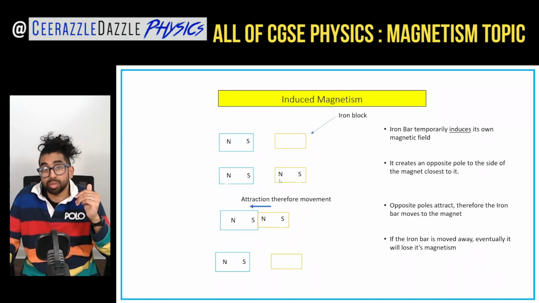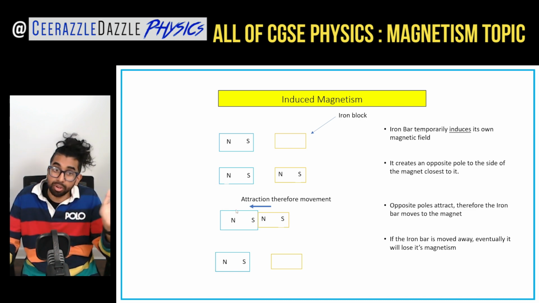Induced magnetism. So what happens when you bring an iron block next to a bar magnet? What will happen is the iron block will be attracted to the bar magnet. How does this happen? Well, first of all, it temporarily creates its own magnetic field within itself. So look over here, what happens is it makes the opposite pole. So if you have a south pole of a magnet facing it, it makes a north pole and the opposite end becomes south. And therefore it is attracted and therefore it moves across.